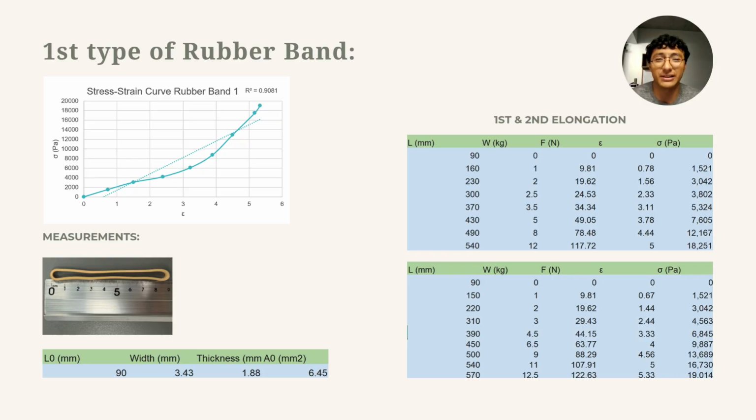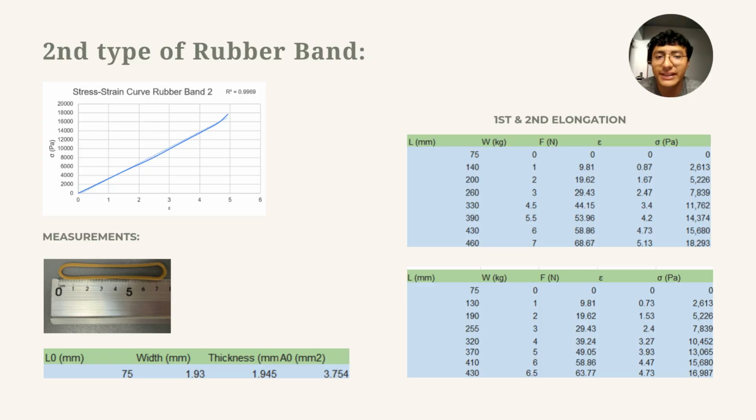Both reach a maximum strain of around 5, with a fracture stress of approximately 18,000 to 19,000 pascals at 12 kilograms of load. The R squared value is 0.908, and that confirms a strong correlation in the stress strain trend. The band had an initial length of 90 millimeters, and the cross sectional area is 6.45 square millimeters.